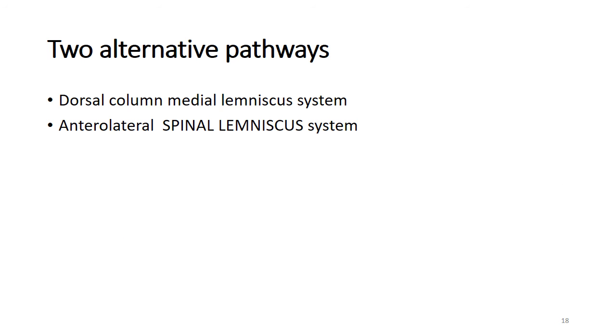So that it constitutes two alternative pathways. It means after the medulla, it constitutes two alternative pathways. Either it is the dorsal column or the antero-lateral spinal hemisphere system. It is visualized that the lateral column and the anterior column combine together and form the antero-lateral lemniscus, while the dorsal column remains left over and is known as the medial lemniscus system.